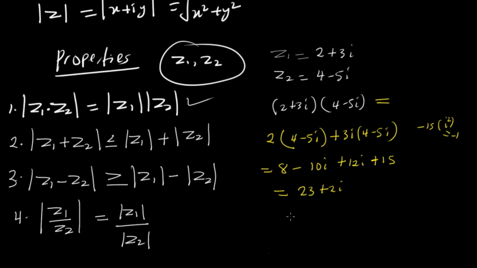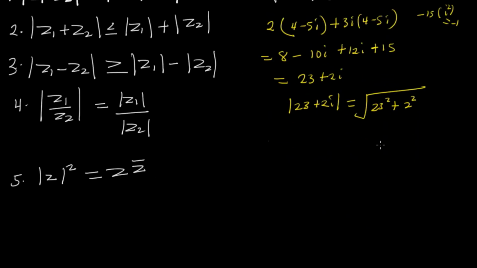Now I'm finding the modulus of this. I'm going to have the modulus of 23 plus 2i. And how do we define modulus? To be the square root of 23 squared plus 2 squared. So by calculation, this is equal to root 533. You can take this to decimal if you like. So let's keep that at one side, that we have z1 multiplied by z2 to be this.